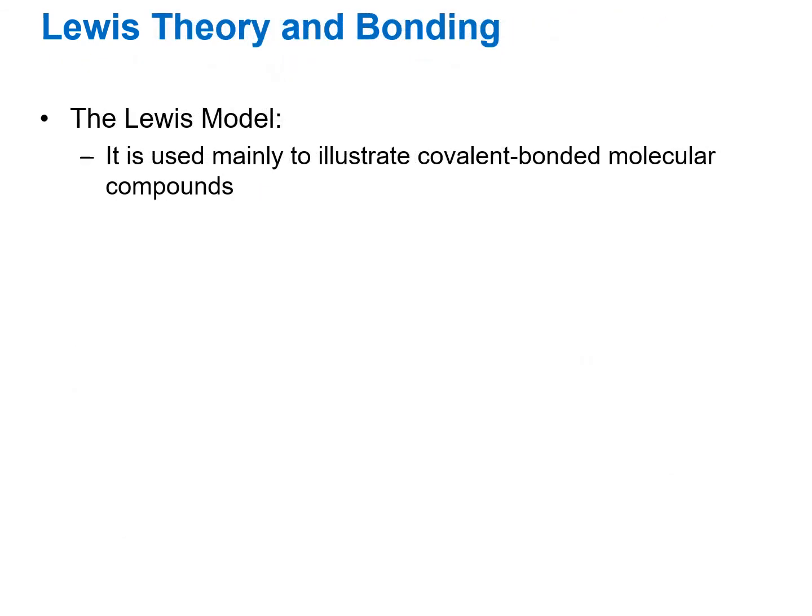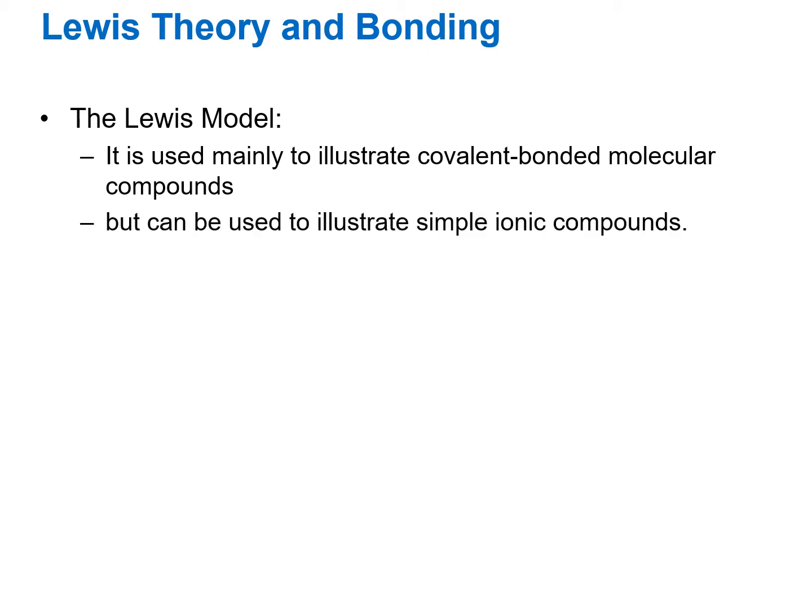Now, as we saw with methane and with water, the Lewis model can beautifully illustrate covalently bonded molecules, right? That's great. But what about ionically bonded compounds? Well, it can also be used to illustrate simple ionic compounds, things that aren't real elaborate. So yeah, Lewis can make some pretty good predictions about what's happening with those electrons too.